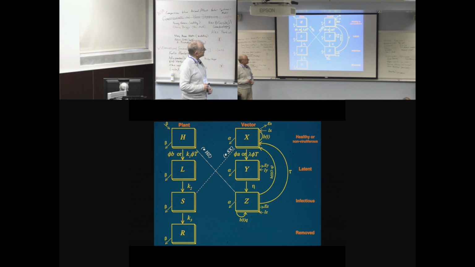And then on the other side you have a similar scheme for the vector, where you have a healthy vector, a non-viriliferous vector. There's a period of latency as defined by the way that the virus is interacting with the vector, and you have a period of infectiousness. And then the linkage, of course, is that non-viriliferous vectors can acquire virus from infectious plants, and viriliferous vectors can infect healthy plants. So that's the important role that transmission plays.